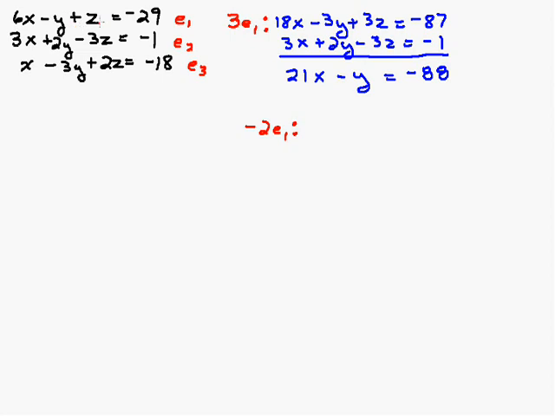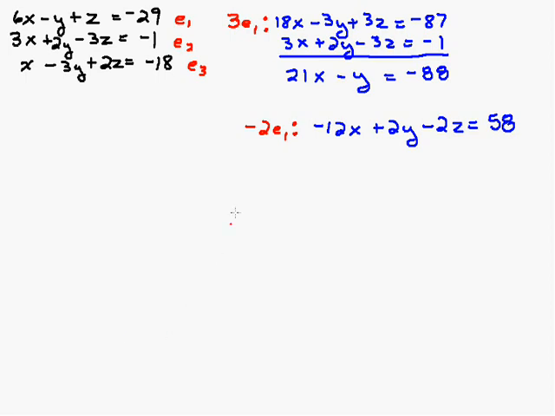Because if I multiply this by -2, I'll have -2z. Okay, so let's do that in blue again. So -2 times everything in equation 1. That's going to give me -12x plus 2y, because a negative times a negative is a positive, minus 2z equals 2 times 29. Let's see, 2 times 30 is 60, take away 2 is 58. So we get positive 58, because a negative times a negative is a positive.